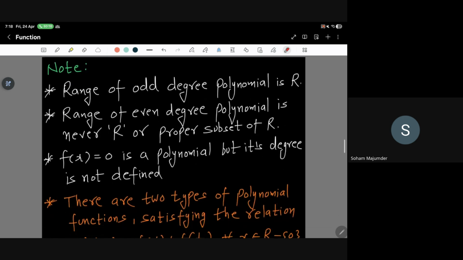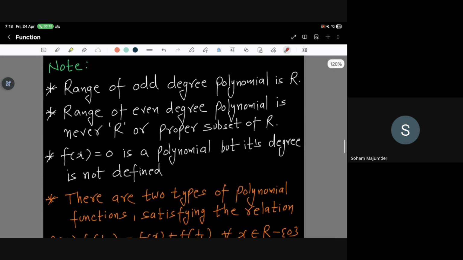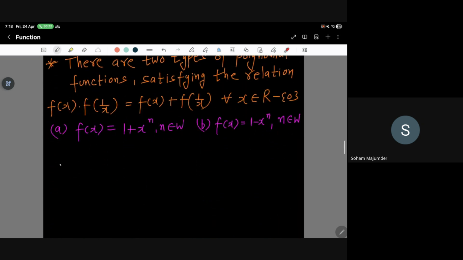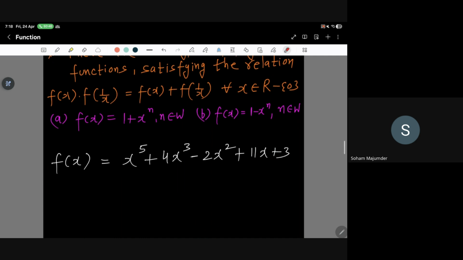Okay, now these are very important points. The range of an odd degree polynomial is R. So you can see, if you have a polynomial, I'm taking just an example, let's say x to the power 5 plus 4x cube minus 2x square plus so on, this is some odd degree polynomial, right? Now see, you can put all the values of x in the polynomial.